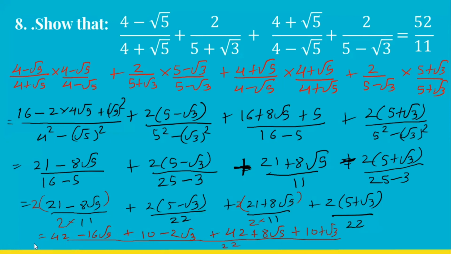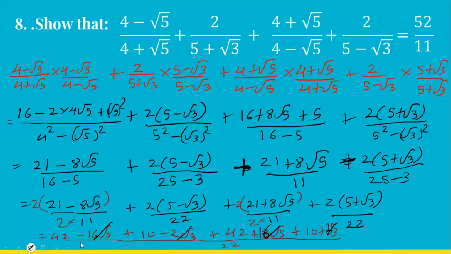Okay, changing the color. So we get this 8 root 5. This is going to be 2 8s, 16 root 5. So this plus 16 root 5 minus 16 root 5 got cancelled. This is 2 root 3 and then this is going to be 2 root 3 again. This 2 root 3 minus 2 root 3 got cancelled.